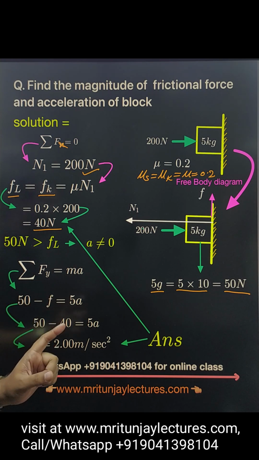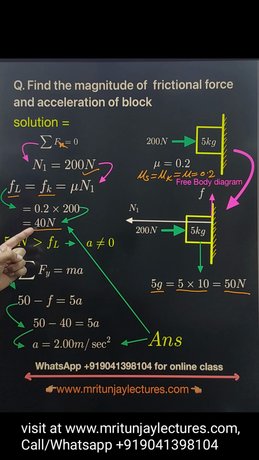During motion, which frictional force acts? Kinetic friction force, and that is 40 Newton. So you can say that the magnitude of frictional force is 40 Newton and the acceleration of the block is 2 meter per second square. Okay, make a note of it.